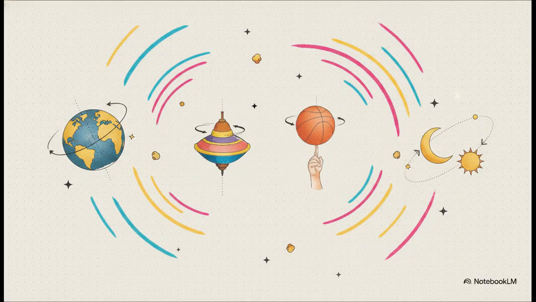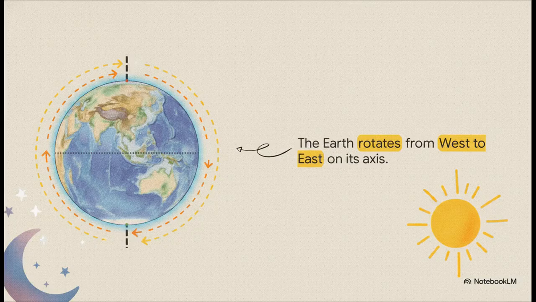Now, to get a handle on the Earth, we kind of have to understand how everyday things spin first. Picture a spinning top or even a basketball spinning on someone's finger. What's really fascinating here is to imagine an invisible dotted line going straight down through the absolute middle of both of those objects. That imaginary central line is called an axis. Whenever all parts of an object move in circles around a line like that, we say the object is rotating on its axis. So let's bring that idea right over to our planet. Imagine a line connecting the North Pole straight down to the South Pole. That is the Earth's axis of rotation.